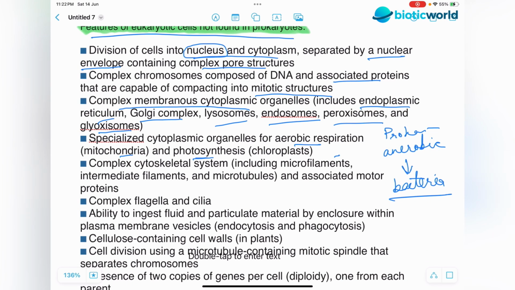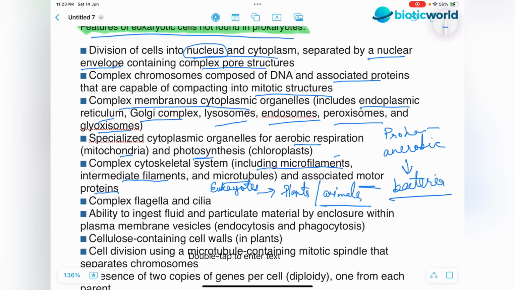Next we have the complex cytoskeleton system, including microfilaments, intermediate filaments, and microtubules, and associated motor proteins, right? So these depend on the functioning and the characteristics that eukaryotic cells have, which require a stiff body, right? And to stand for a long time, like in the case of plants, and we see in the case of animals, there are various things between eukaryotic and prokaryotic cells.